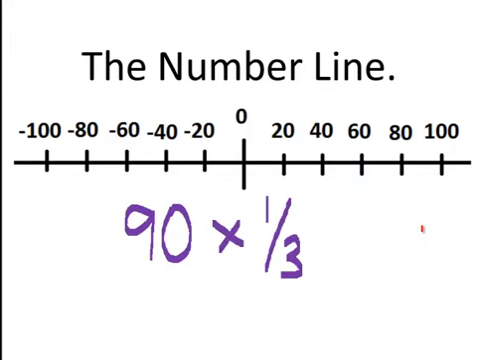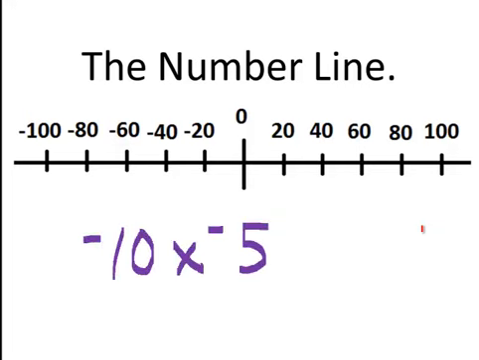90 times 1/3, well, that's the same thing as 90 divided by 3. And that would be 30. Negative 10 times negative 5. A negative times a negative is always a positive, and 10 times 5 is 50, so the answer would be there on the number line.